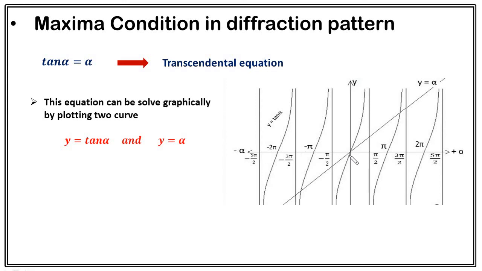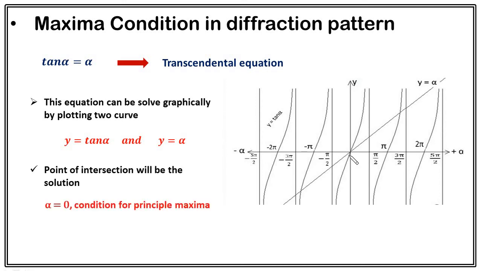Therefore alpha equals 0 is the condition for maxima. Okay, and that we call the principal maxima. Let's try to find another cut point, somewhere here, which is approximately equal to 3 pi by 2, not exactly. Then another one approximately equal to 5 pi by 2. So the other values of alpha for which this equation is satisfied approach plus minus 3 pi by 2, plus minus 5 pi by 2. So these are the values of alpha for which we get the condition of maxima.